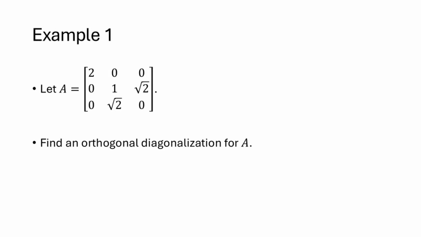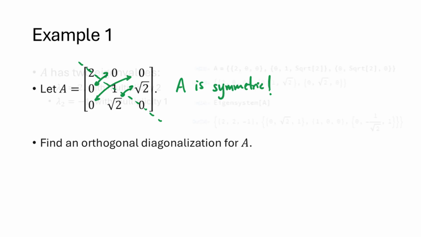Okay, let's look at an example. So here we have a 3x3 matrix A, and we're asked to find an orthogonal diagonalization for A. Now, such a thing is only going to exist if A is symmetric. So we check real quick and see that A is in fact a symmetric matrix. A equals A transpose. And so we can proceed.